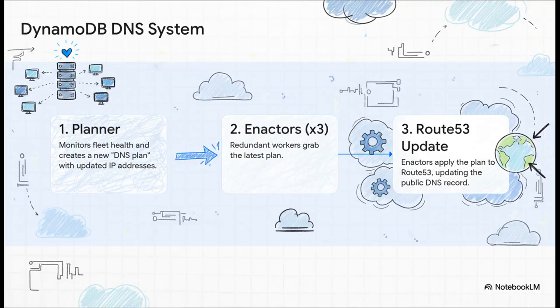So to really get what went wrong, we need to look at how this system is supposed to work. DynamoDB has this automated system to update its address on the internet. A planner figures out which servers are healthy and creates a new DNS plan. Then, 3 redundant workers, called enactors, all grab that plan and apply it. This redundancy is key. It's built specifically to prevent this kind of failure from ever happening.